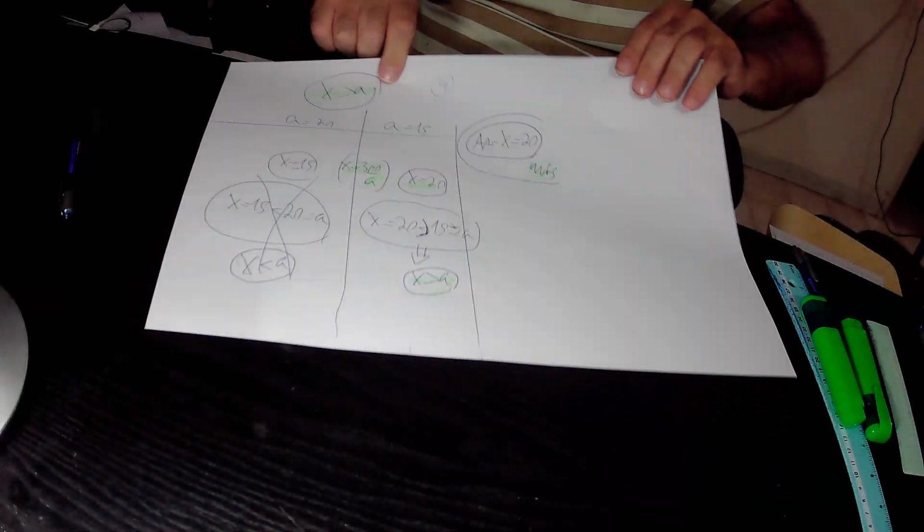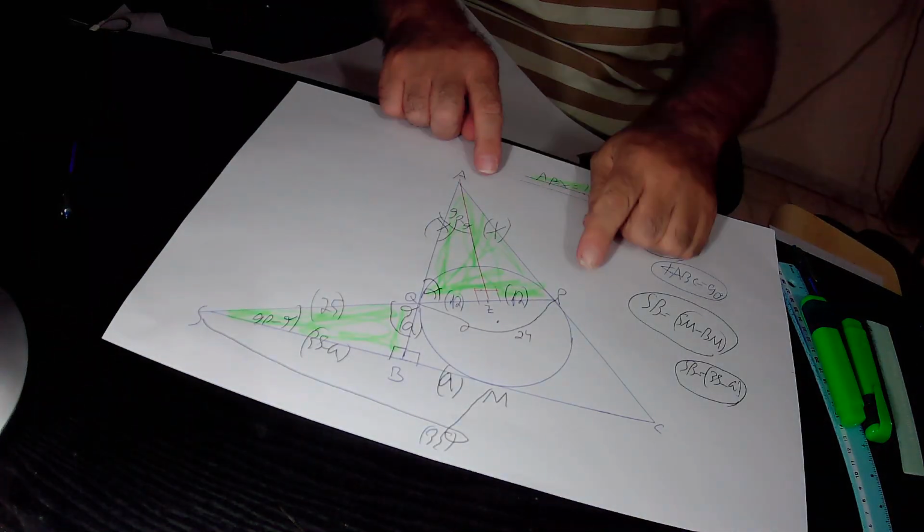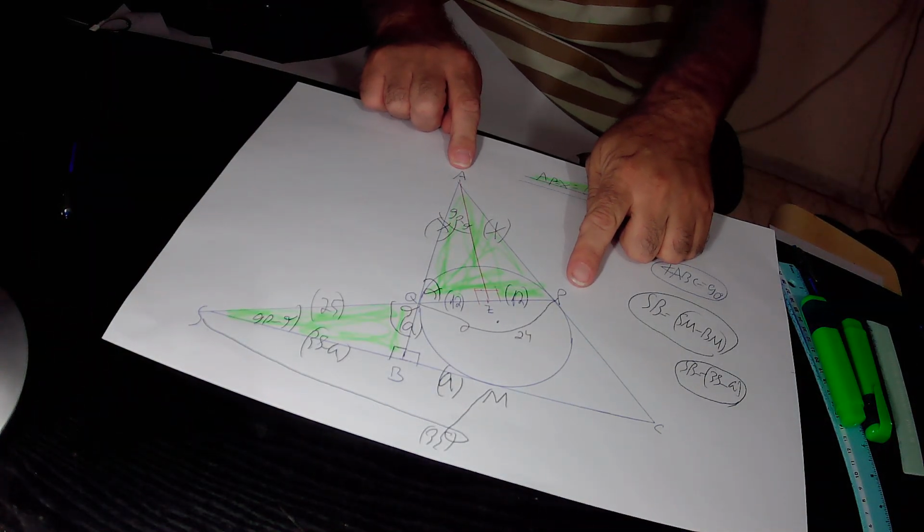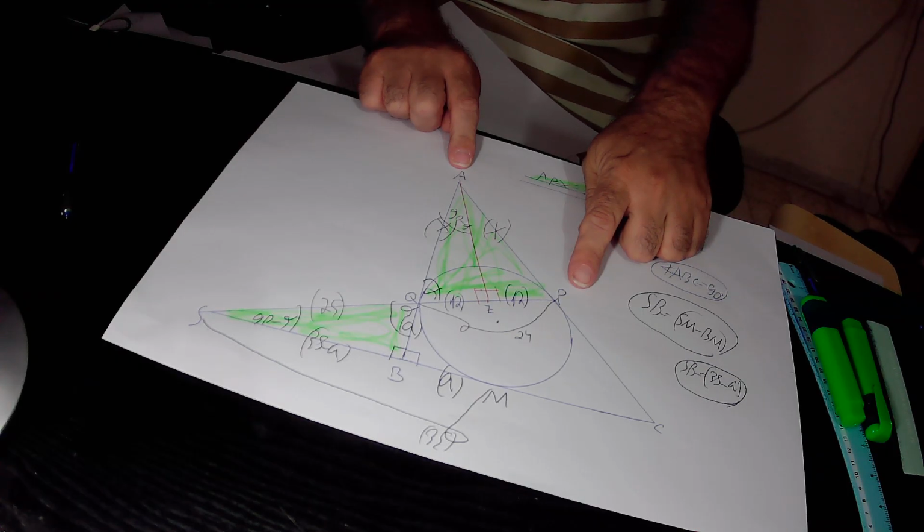Again, we found out that the length of this line segment AP that equals X is equal to 20 units in its length. Okay, thank you very much.